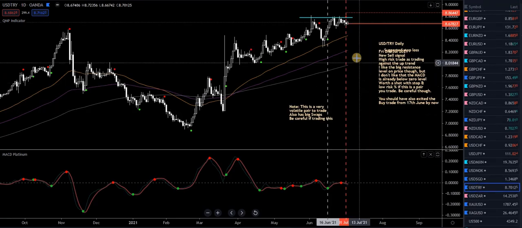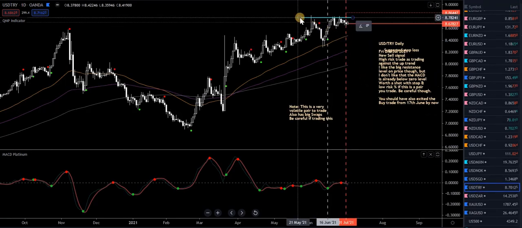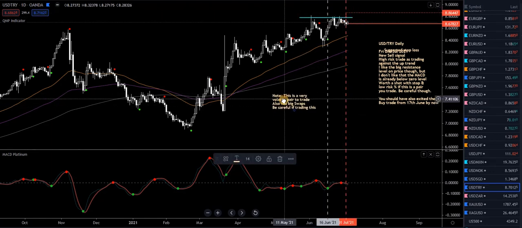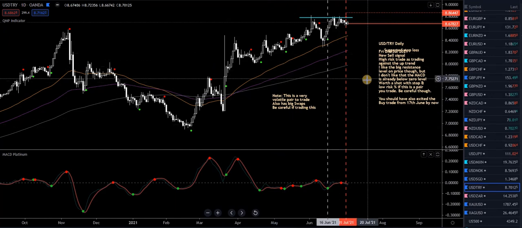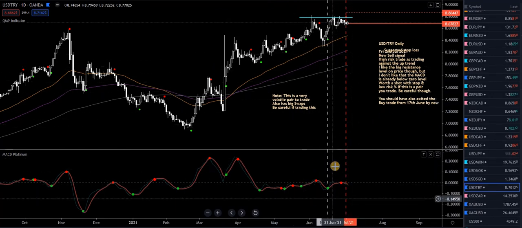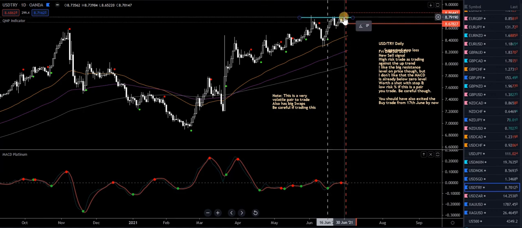USD Turkish lira, it's a sell up here, got this little support resistance level up here, stops above that. It's a very volatile pair, it's not one I trade normally. Just got to be careful. The MACD, it was a high risk trade. Look, we've taken a sell.